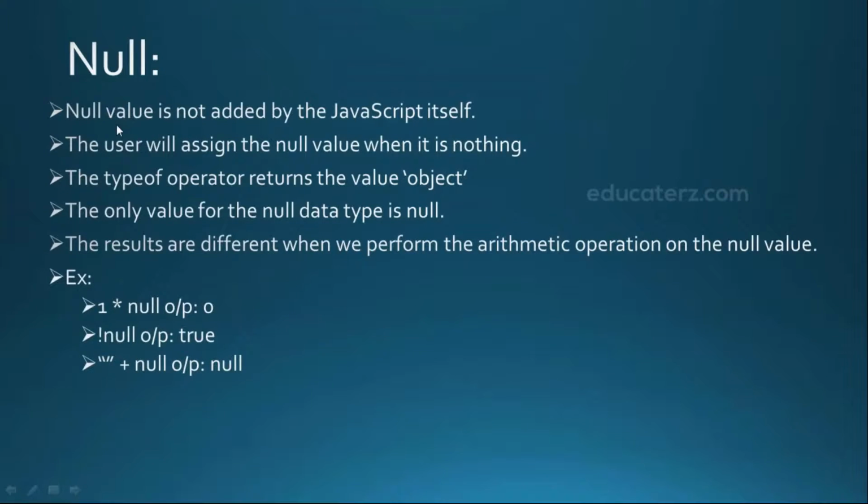Data type. The null value is not assigned by JavaScript itself, unlike the undefined value. Here, the user will assign the null value when it is nothing. Like, let's say I have declared an object variable and I use that variable, and now I want to make that variable not to be used. So I declare the value to be null. So when you are done with the usage and you want to make it nothing, you can use this null value.